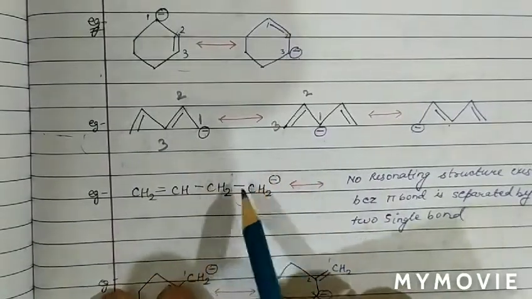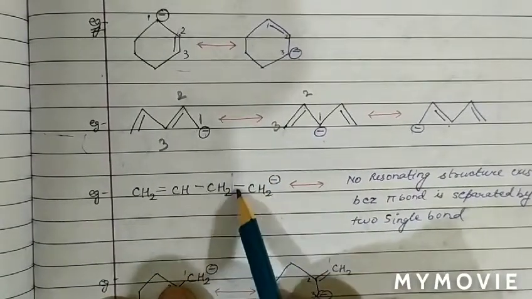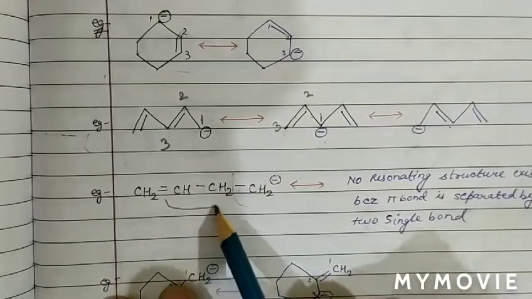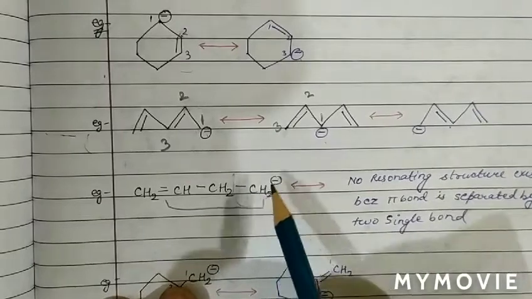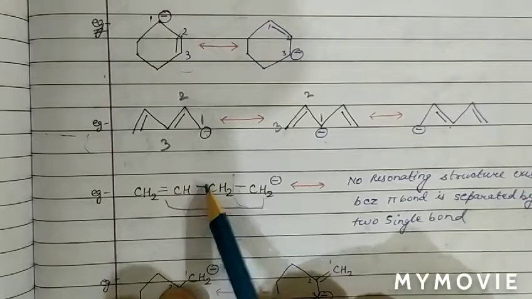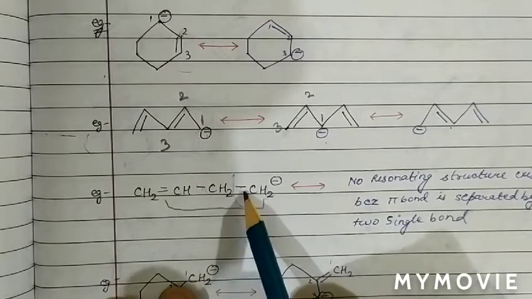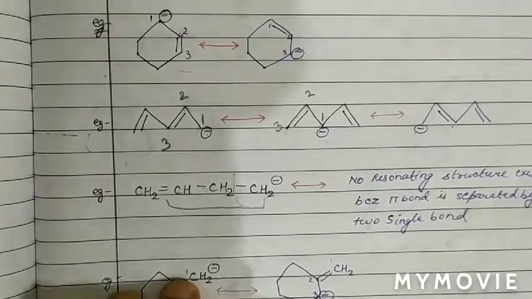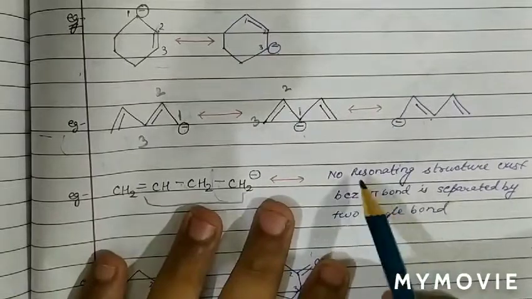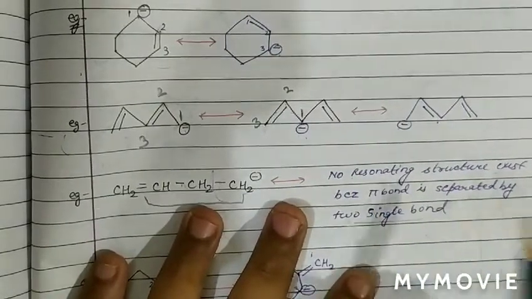Now see another case. In this case we can see a negative charge, then a sigma bond, then again a sigma bond. So this system is not a conjugated system, because for a system to be conjugated, a negative charge, then a sigma bond, and then a pi bond must be there. But here the pi bond is separated by 2 sigma bonds, therefore it will not be a resonating form. So no resonating structure exists because the pi bond is separated by 2 single bonds.